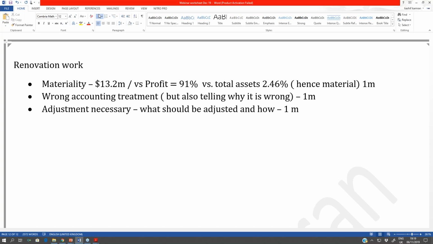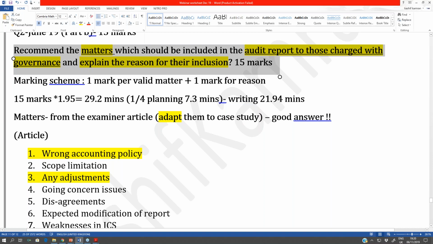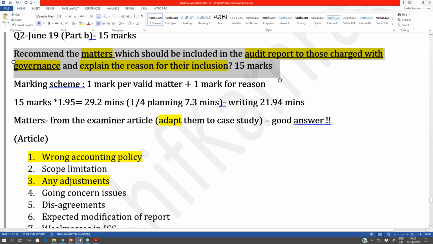So renovation work is a wrong accounting treatment, which you should be communicating to the management. And then you're telling the management this is something material. Right, so that's the way of doing these questions, right? When your examiner asks you, now look at this question and give me a final feedback. Recommend the matters which should be included in the audit report to those charged with governance.